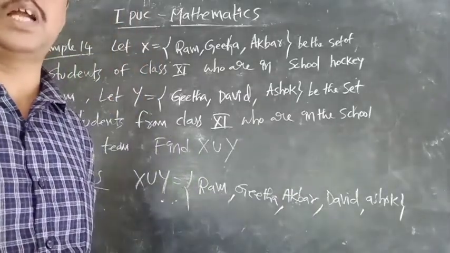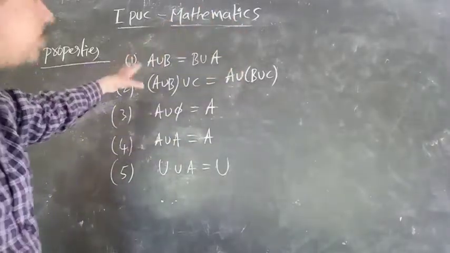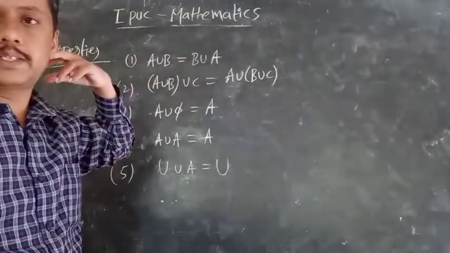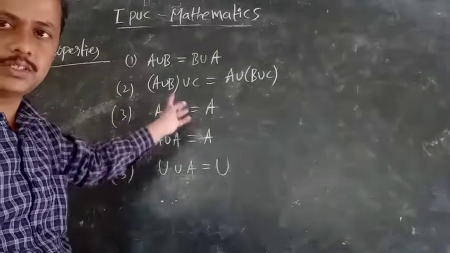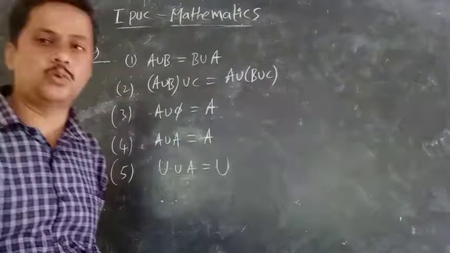Next, intersection of 2 sets. See my dear students, so these are some properties. Later we can discuss intersection of 2 sets. First this one, properties of union of 2 sets. First you have to know some properties now.